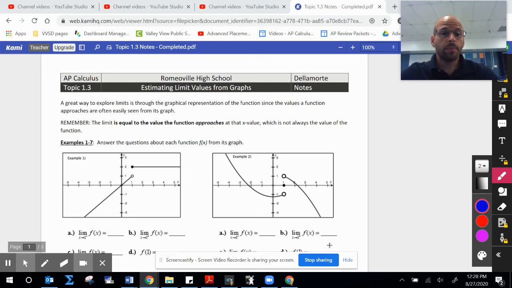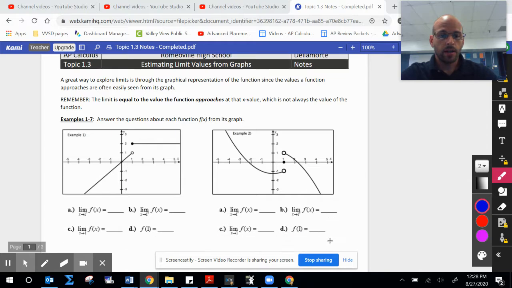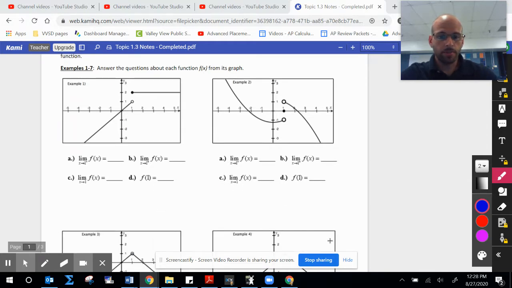Hello. Today's topic is estimating limits from a graph. We're going to focus mainly on graphical representations of a function, both one-sided and two-sided limits, so you can see what that looks like. I have a series of examples here. We're going to talk about the left, the right, the two-sided, and just straight up output of what the function is at a given x value.